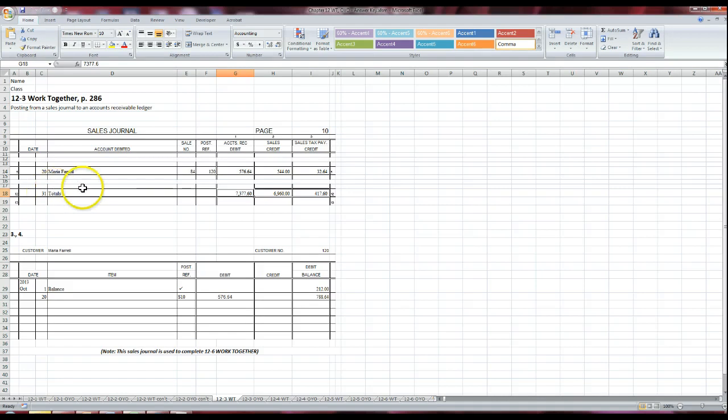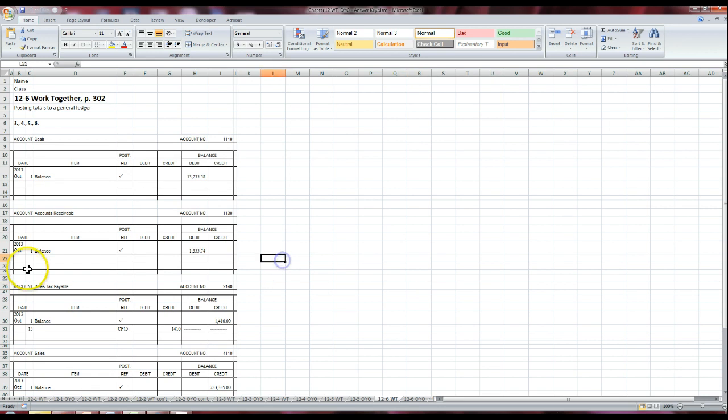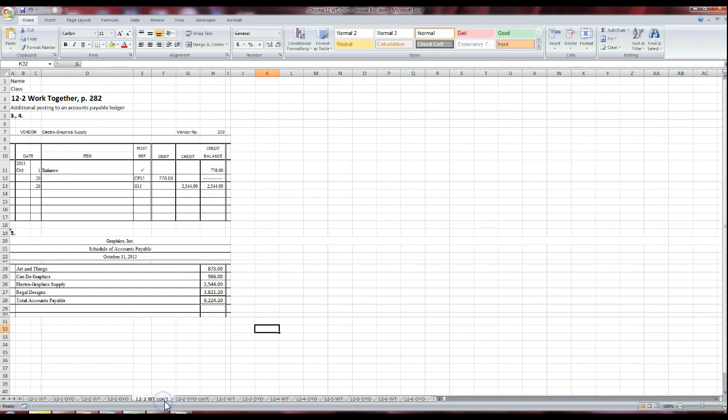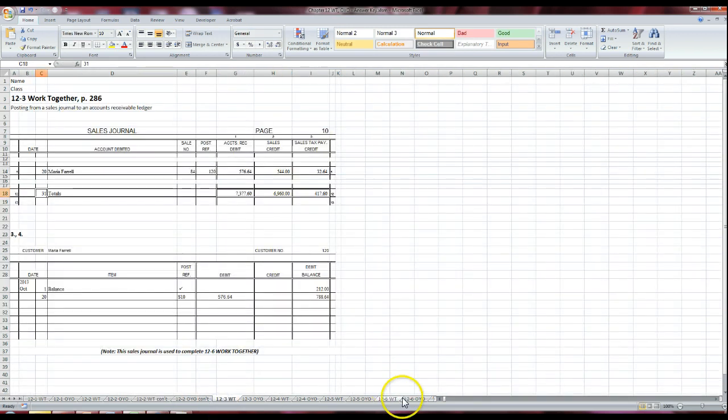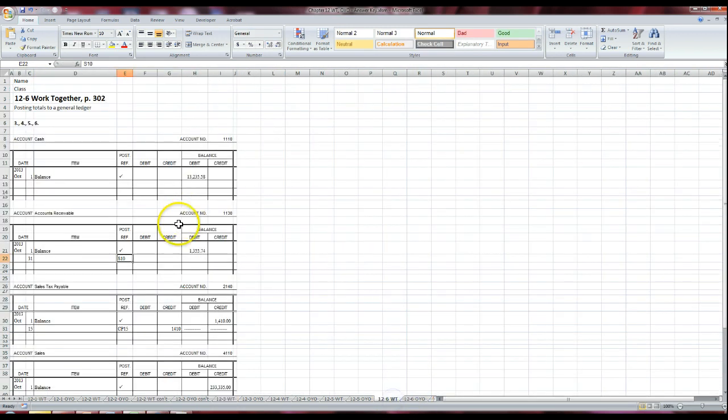So we're doing this at the end of October, so the date's going to be the 31st. And I'm just going to take note of a couple things real quick. Sales journal, page 10, $7,377.60. Okay, so let's go to our general ledger. It's accounts receivable, so it's the 31st. Our sales journal, page 10. At least I hope it was sales journal, page 10. Yes. Our debit amount is $7,377.60. And now we have to calculate a new balance.